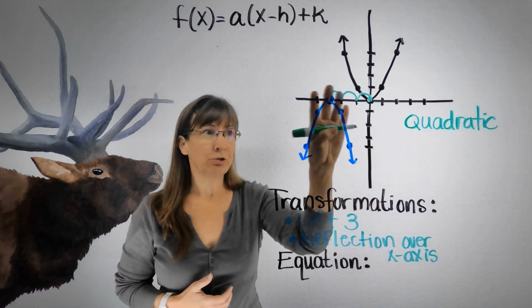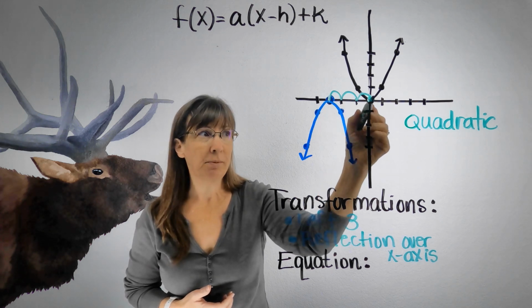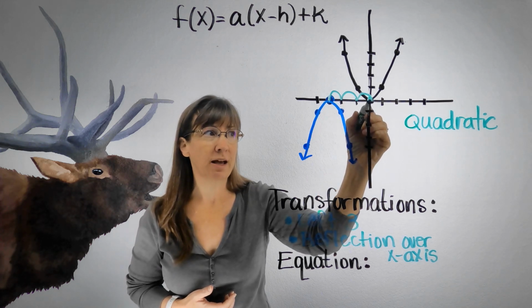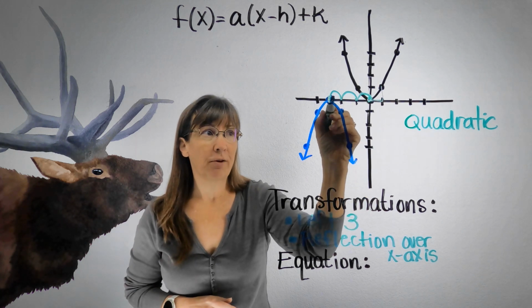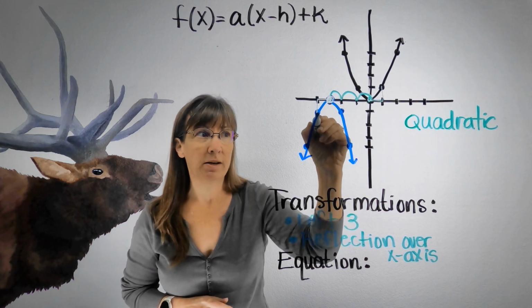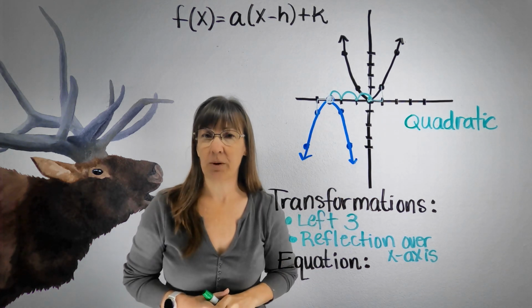I don't see a vertical stretch or shrink, and I can tell that because from the vertex, remember the parent function from the vertex goes out 1, up 1. No stretch or shrink. Here, from my vertex here, I can see it goes out 1, down 1. No stretch or shrink. So these are the only 2 transformations that we have.